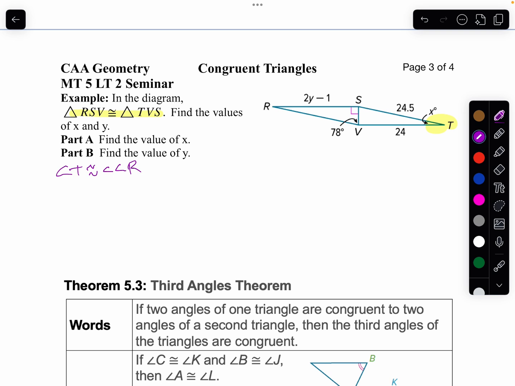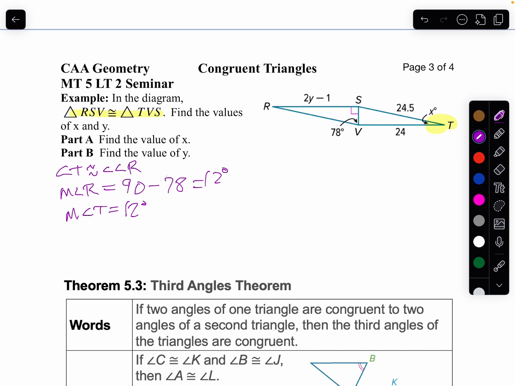You go, well, how can I do that? That doesn't help me because I don't know angle R, but I do know angle R because angle R is an acute angle of my right triangle. So the measure of angle R is actually 90 minus 78. And 90 minus 78 is 12 degrees. So the measure of angle T is 12 degrees. I use the fact that my acute angles are complementary.